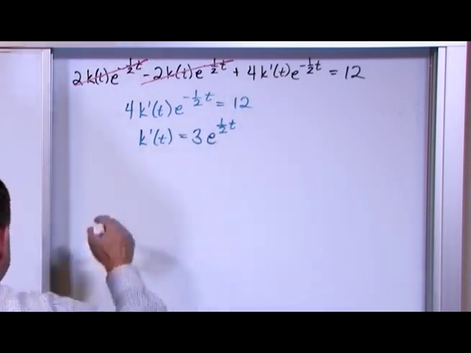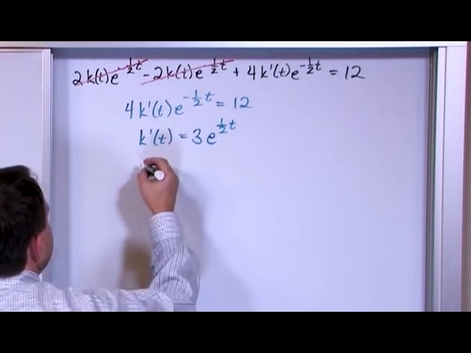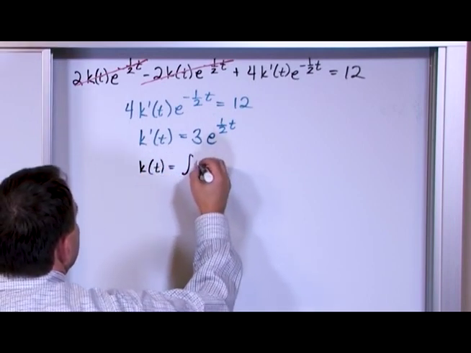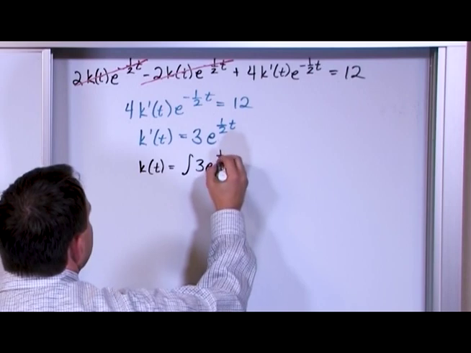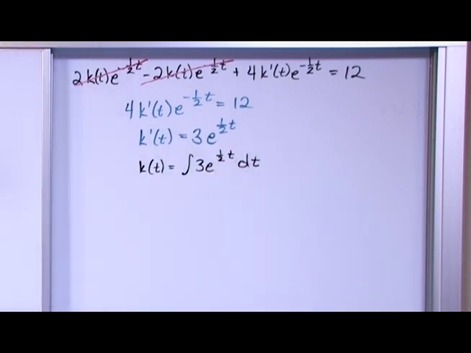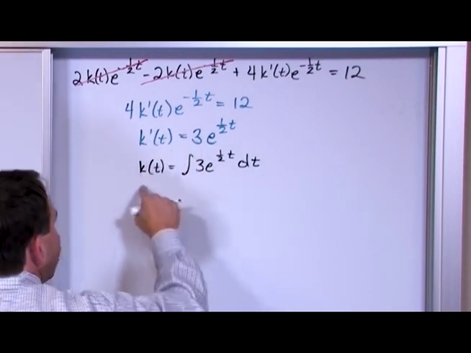So here's what we have. Now, in order to find the answer to this lengthy problem, we have to find k of t. So k of t is equal to the integral of 3e to the 1 half t dt. Now this is actually a pretty simple integral to do, because remember, this is k prime, a derivative. So to find k of t, we integrate.